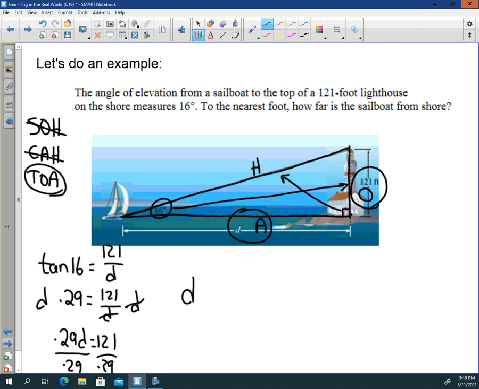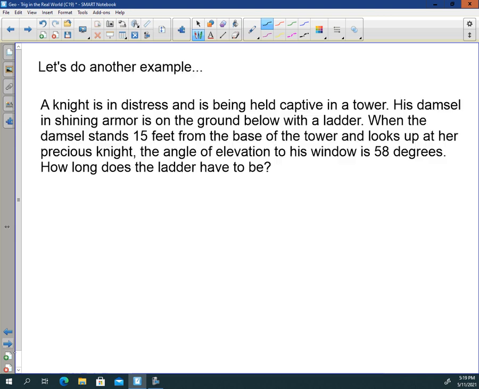And d, the distance from the boat to the lighthouse, is 121 divided by 0.29, and that is 41.38 feet. Now the boat knows that they're 41.38 feet away. And on those charts are also the depths, so they know pretty much how deep it is where they are and whether or not their boat is safe. So that's one use of trigonometry in the real world.